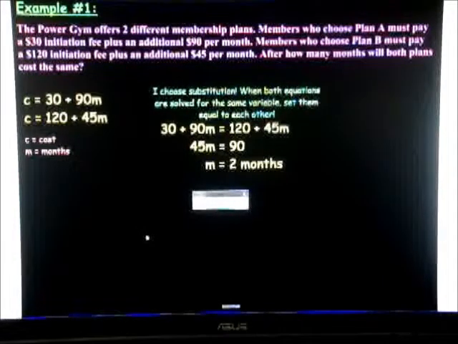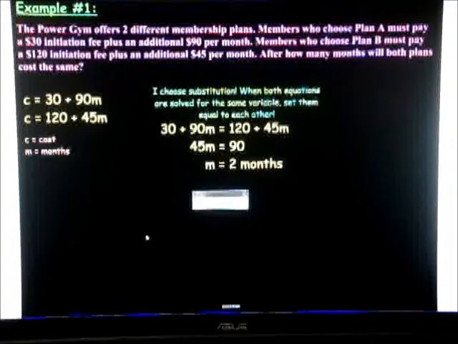Now, one thing I want you to notice about my work is that I only solved for one variable. I further went ahead and made sure I was right by checking to see that, okay, good, they both give me $210. That's good. But the question only asked for months, so I only wrote that part down. That doesn't mean I didn't finish it.